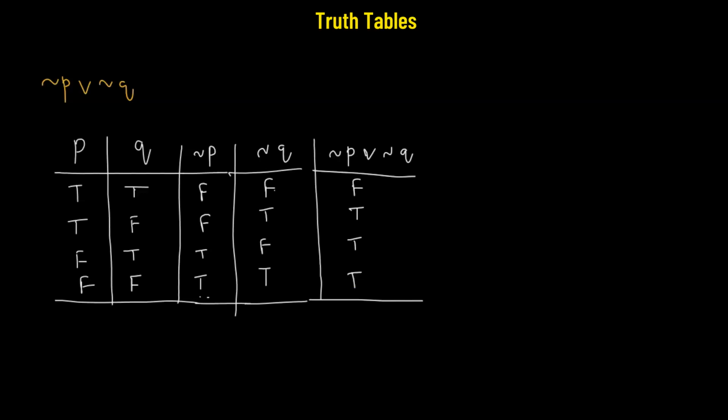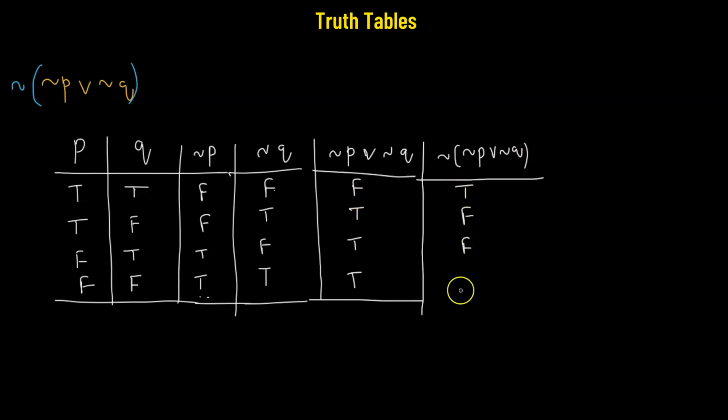While we are at this, let's check what the negation of this entire statement will be. All we have to do is negate the truth value of this final column. So the negation of not P or not Q: we have false, so this will become true and the rest will be false. However, this is the same as saying we have the negation of negation P, the disjunction will become a conjunction, and we have the negation of negation Q. We know the negation of a negation is the statement itself. So we have P and Q.